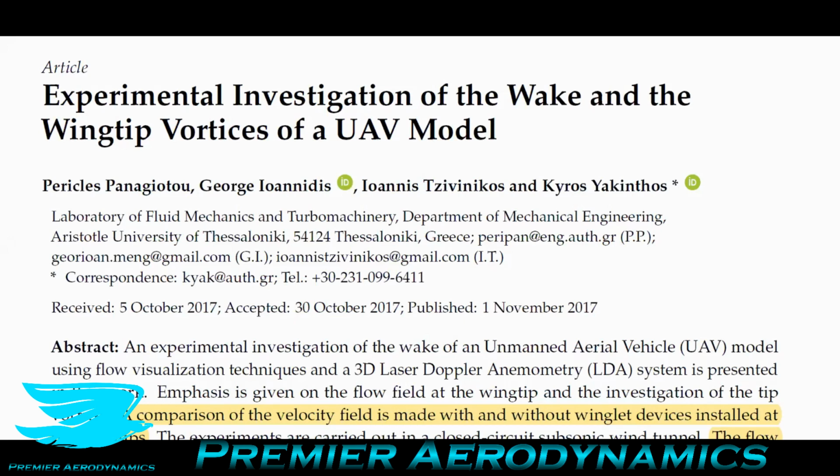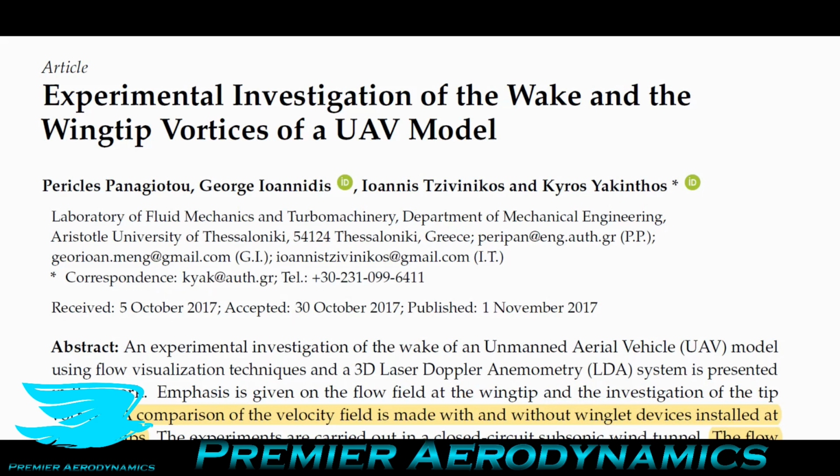This is Aerodynamics podcast number 43, and today we're talking about the effects of winglets on the wingtip vortex. To do that, we're going to look at a paper called Experimental Investigation of the Wake and the Wingtip Vortices of a UAV Model. And for those of you who know, when you have any aircraft really with fixed wings, when they are producing lift, you almost certainly get something called a wingtip vortex.